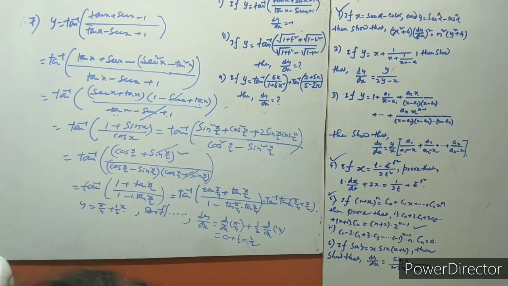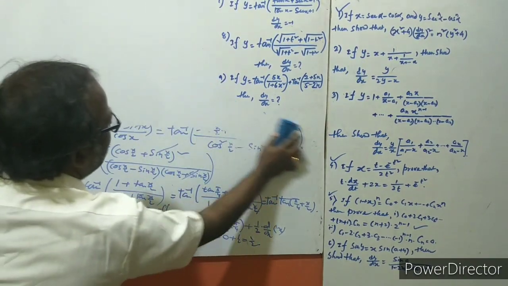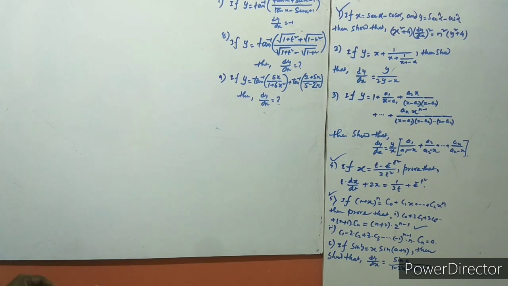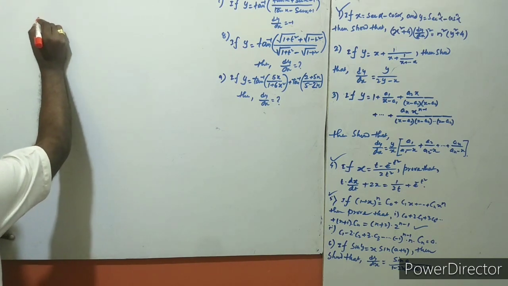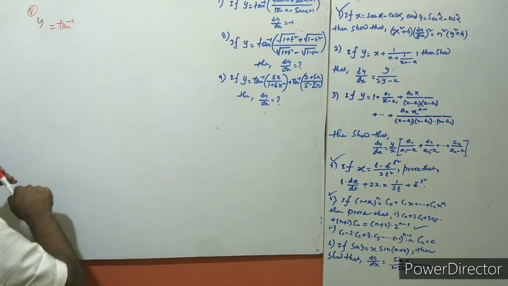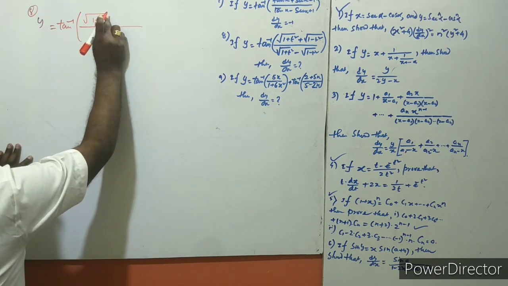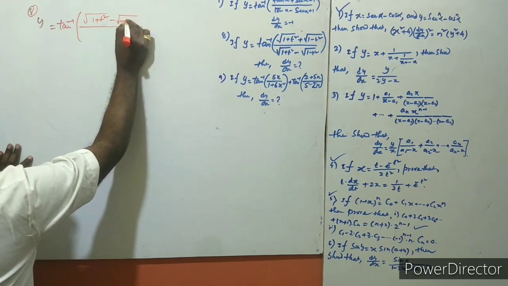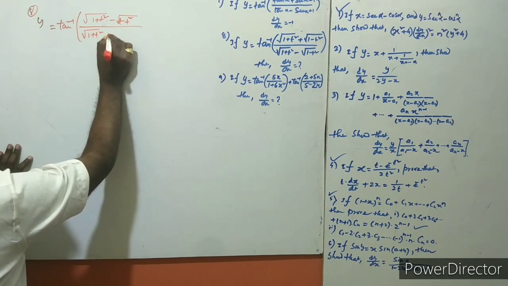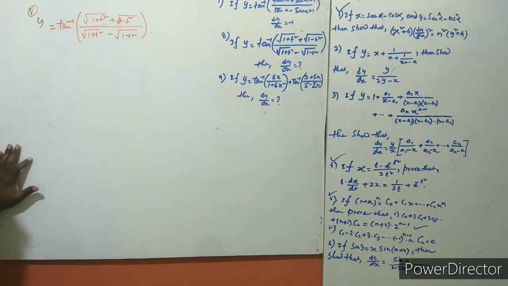Okay, next question is 8 here. This is also an interesting question. See the solution here. Given that y is tan inverse of this expression, so same pattern. This is 1 plus t square, and this is 1 minus t square. 1 plus t square plus, and this is 1 minus t square.